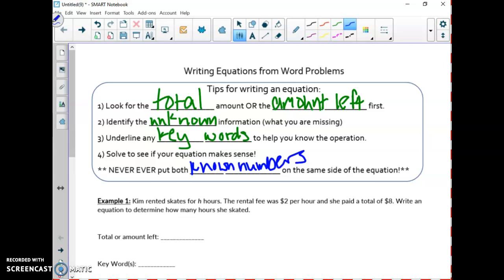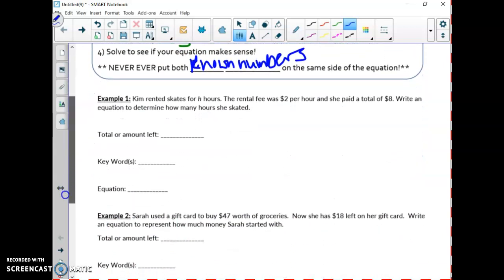And with the sixth grade way, usually on the left-hand side of your equation, there should be a known number and the variable, which is our unknown information, equals, and then on the right side is another known number. Okay? So you never, ever, ever want to put both of your known numbers on the same side. And known just means the ones that we know. Cool? All right, so let's move down and actually do an example together.